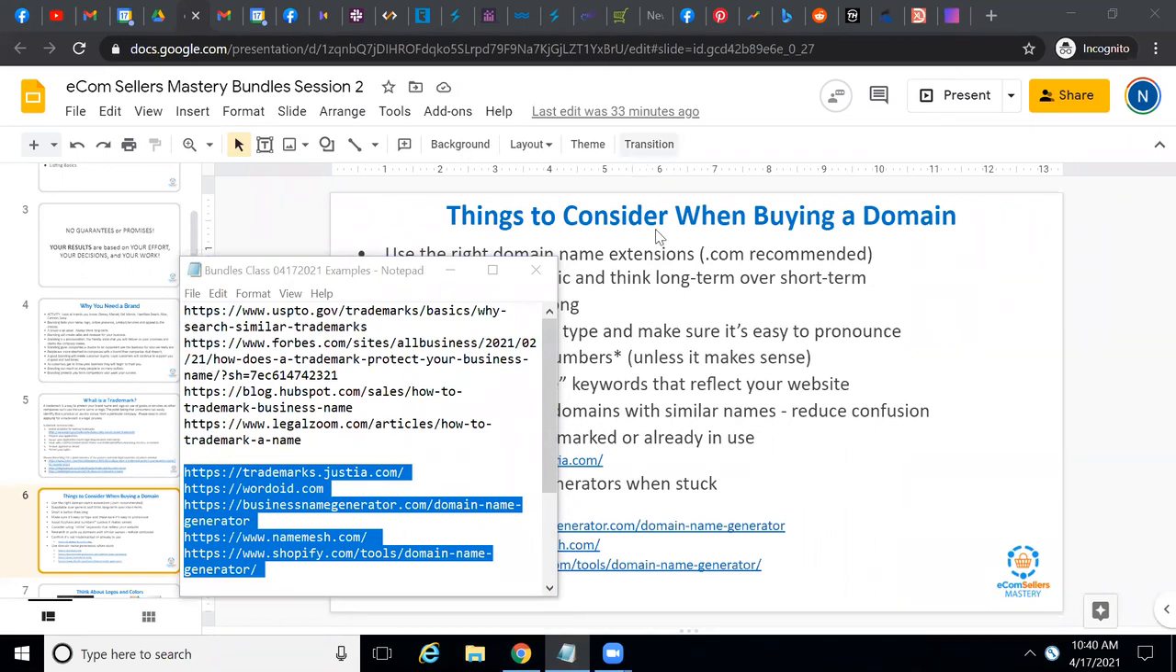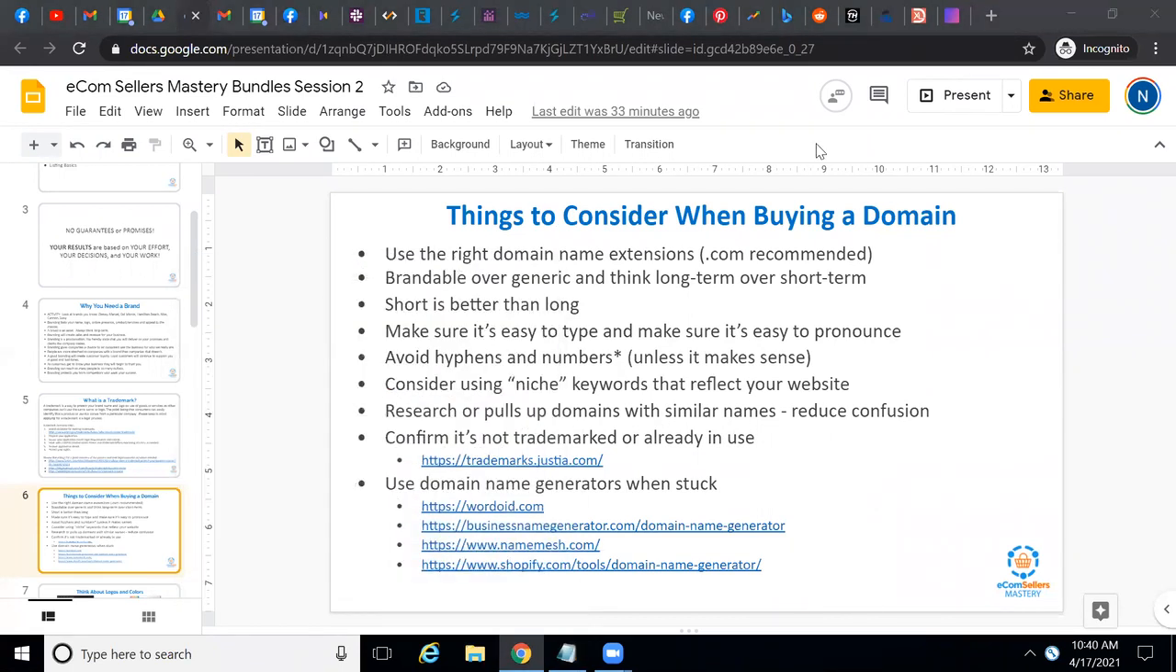So business name generator. These tools will help you to come up with a business name and a domain that you can buy. You can go search and see if the domain is available.